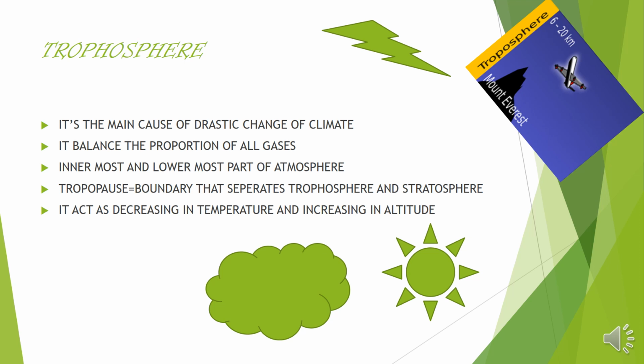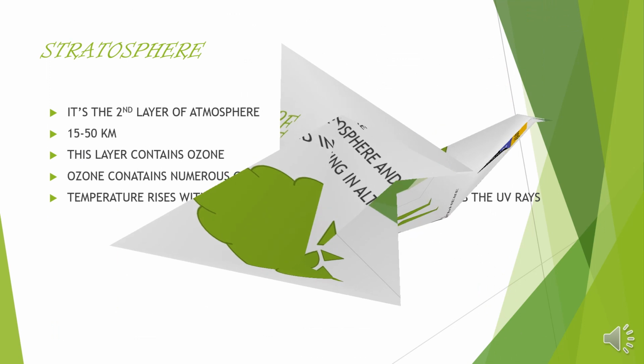Troposphere. It's the main cause of drastic change of climate. It balances the proportion of all gases. It is the innermost and lowermost part of the atmosphere. Tropopause is the boundary that separates the troposphere and stratosphere. Here the temperature decreases as altitude increases.